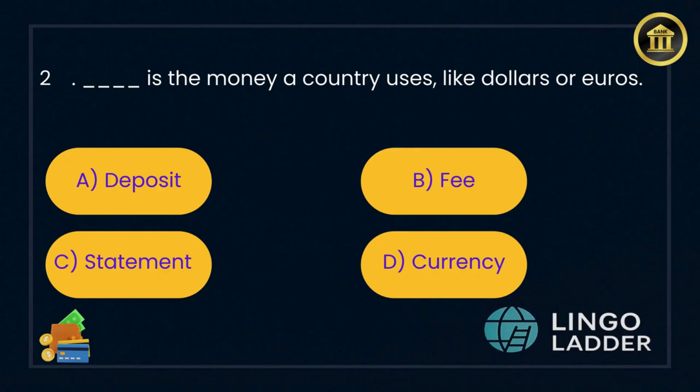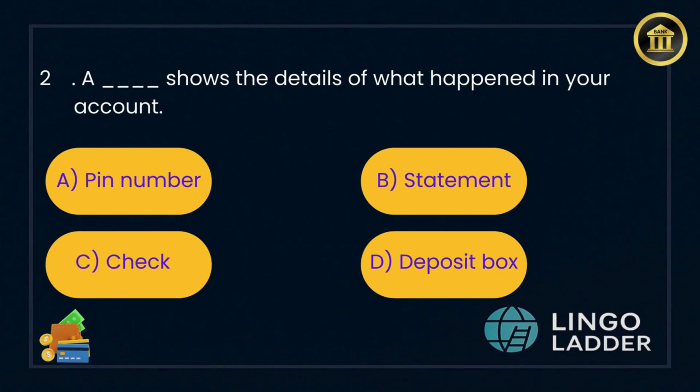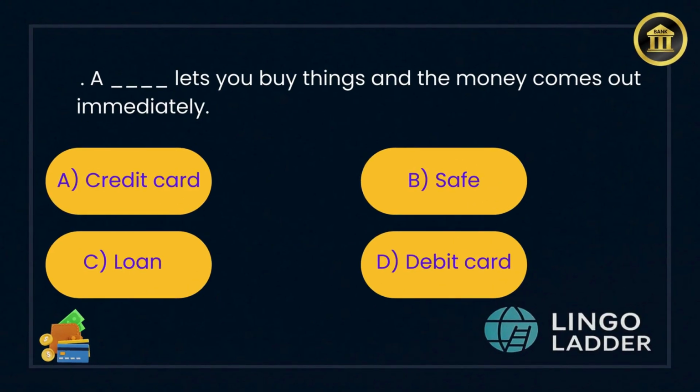27. Currency is the money a country uses, like dollars or euros. 28. The extra money you earn or pay over time is called interest. 29. A statement shows the details of what happened in your account. 30. What lets you buy things and the money comes out immediately? Correct answer is debit card.